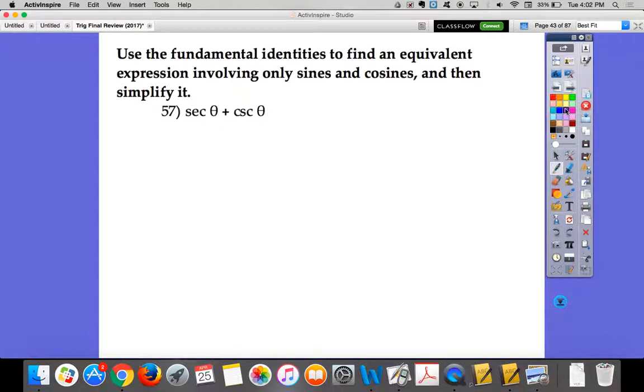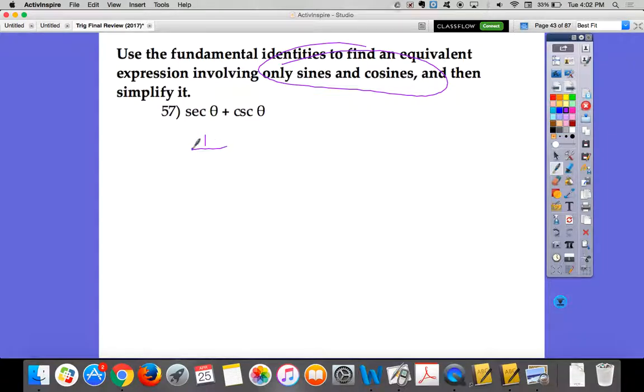See how far we can get with this one. Use the fundamental identities to find an equivalent expression involving only sines and cosines. Okay, we got to remember all of our conversions and then simplify. So remember your reciprocal identities as well as your quotient identities. Very, very important. Looks like reciprocals are coming into play.